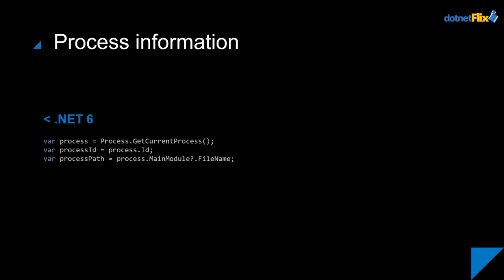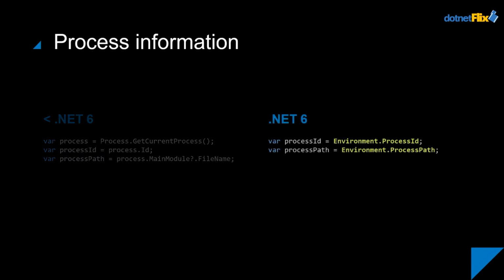There's a new method for retrieving some process information in .NET. Before .NET 6, if you wanted to retrieve the process ID or the process path, you would have to get the current process first and then check the properties on the process that you get back. From .NET 6, there's just two new static properties on the Environment static class, from which you can get the process ID and the process path.